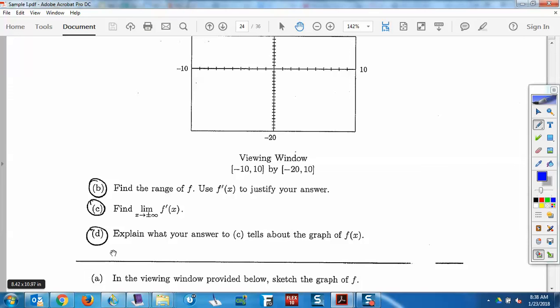I thought that'd be a great question. That's why I didn't even read D, but explain what your answer to C tells. And they like to do that. They like to give you a question where it's just a limit problem, but then what's that mean? That's stuff we haven't always done a lot of, and that's what I like about this stuff. It helps bring it together.